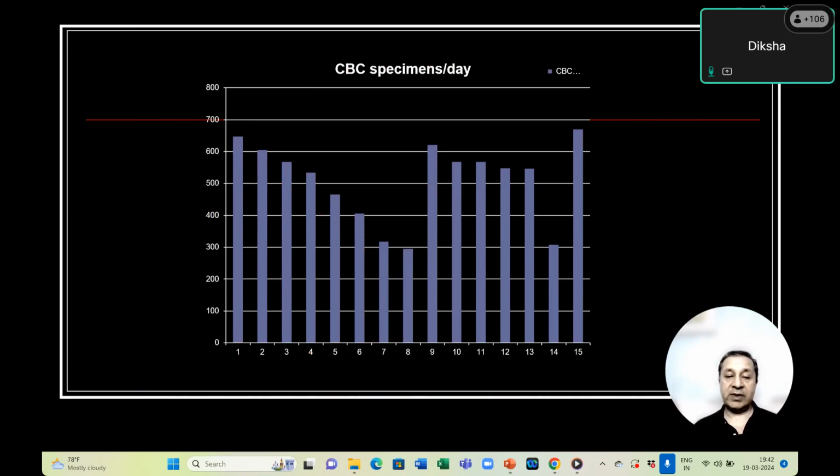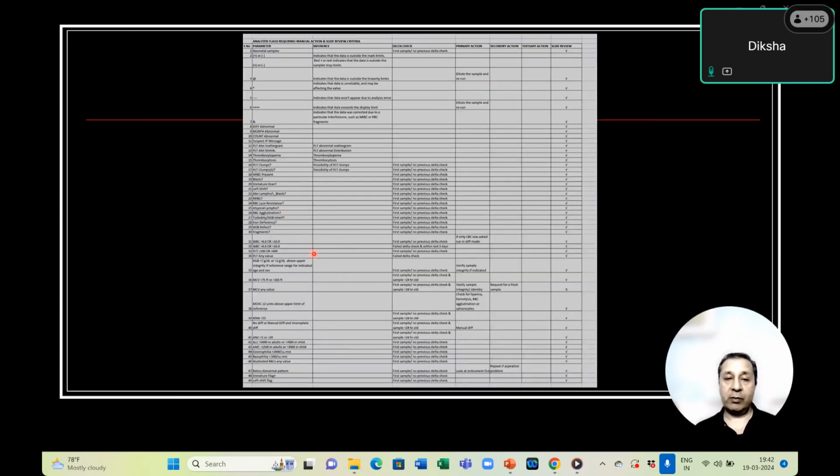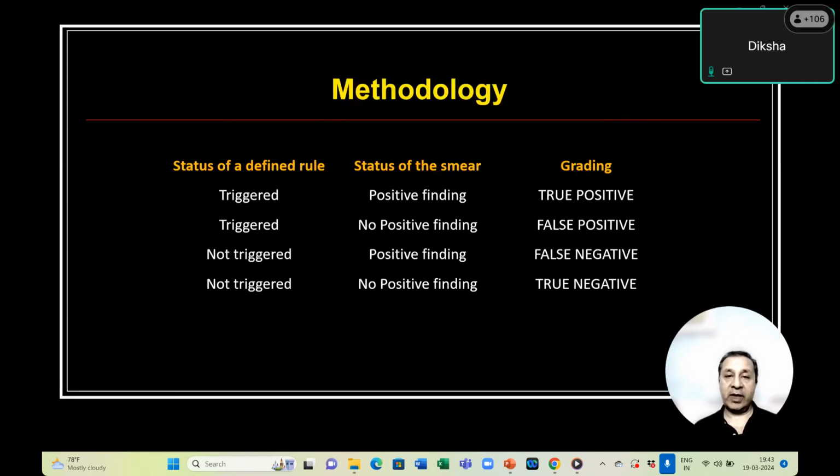And from these samples, we made all the smears. Once we made the smears, we came up with the number of rules. The number of rules which we got in our laboratory at that point of time was 64. With those rules, we validated it using what is called the truth table. You defined whether the sample had a rule which was triggered.